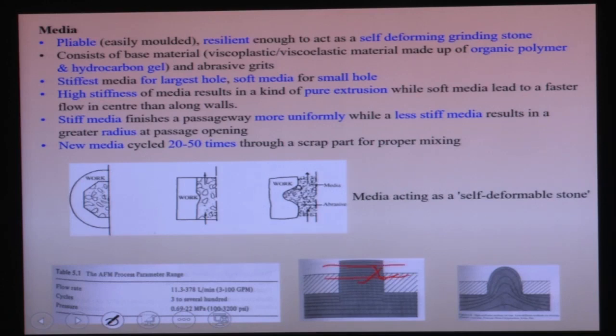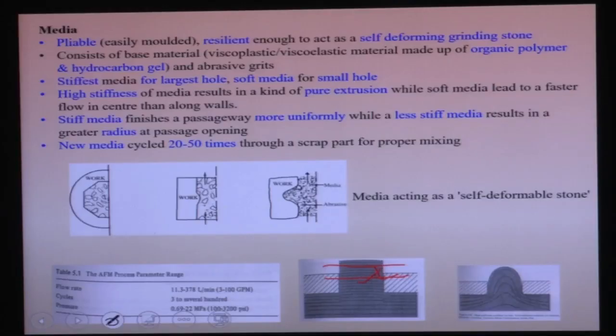So you need a uniform polishing along the length of the hole. So stiffest media is used for longer holes, and soft media is used for smaller diameter holes, because for smaller diameter holes you have to flow the media, so you have to use the soft media. Also, in soft media, you can see the velocity is high at the center, and at the surface the velocity is low. But for stiffest media, the velocity profile is constant everywhere.